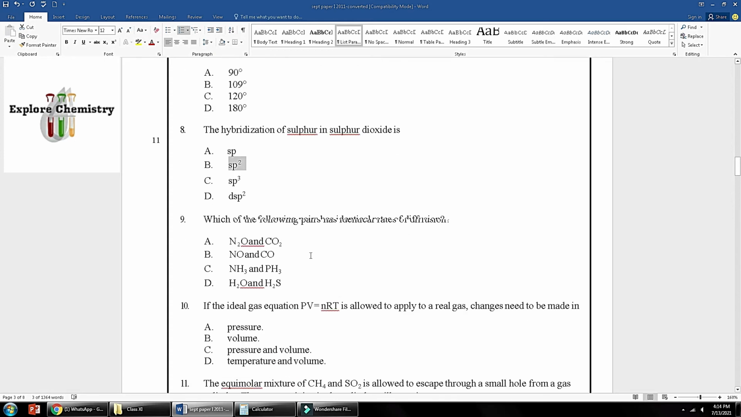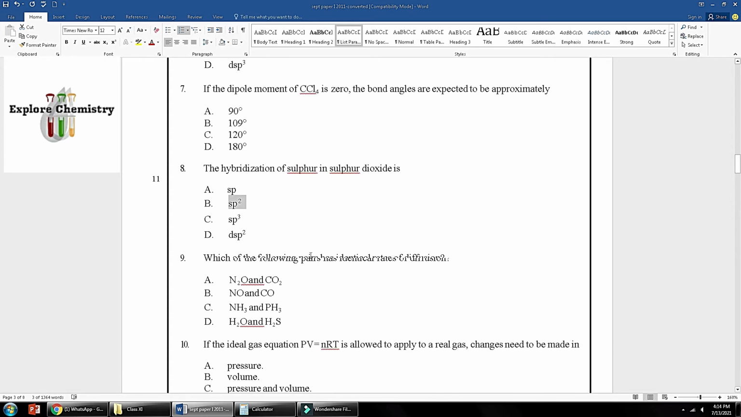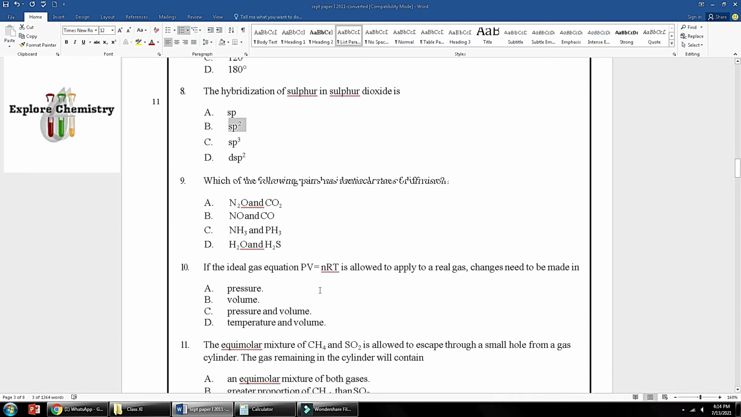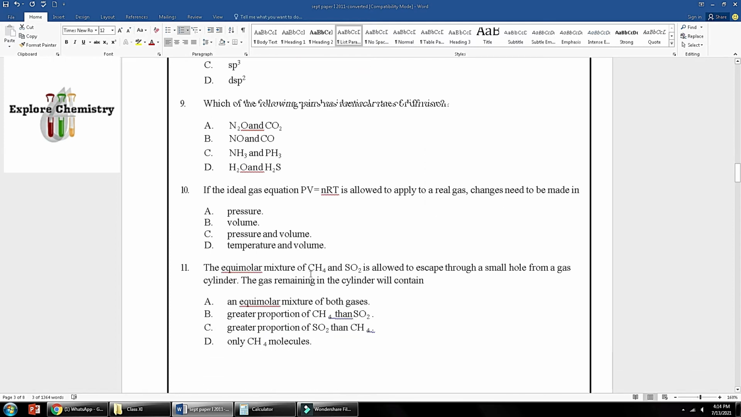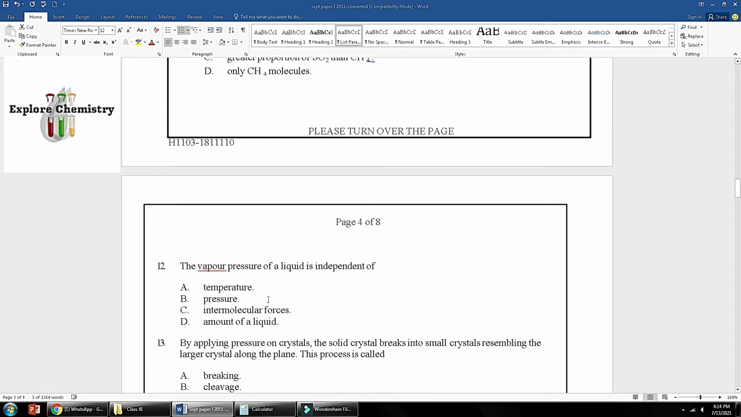Number 9, which of the following pairs determine rate of diffusion? Okay, this question is related to gases chapter, which is not included in this year's SLOs. So question number 9, 10 and 11 also are related to gases.